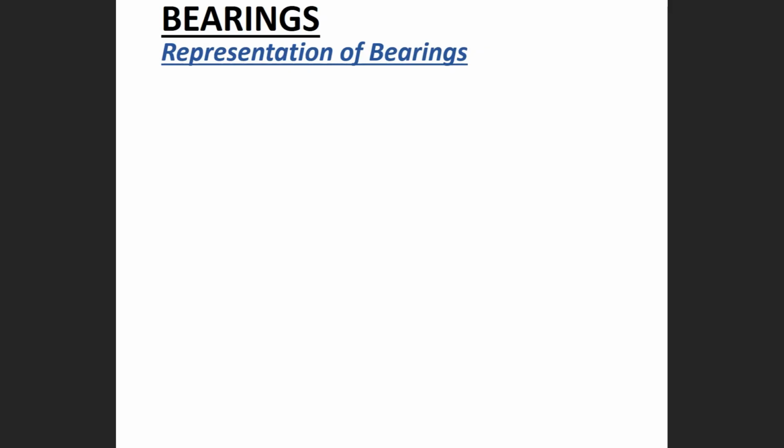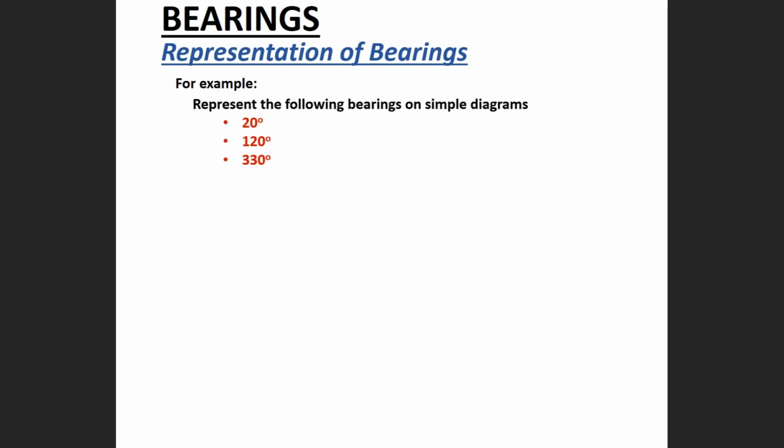Now, how do you represent bearings? Say, for example, I give you some questions like this, and I said, represent the following bearings on simple diagrams. Remember, if you want to represent a bearing like this 20 degree on a diagram, the first thing is you indicate the vertical line and the horizontal line, the north, the south, the east, and the west. Then you label your 20 degree.